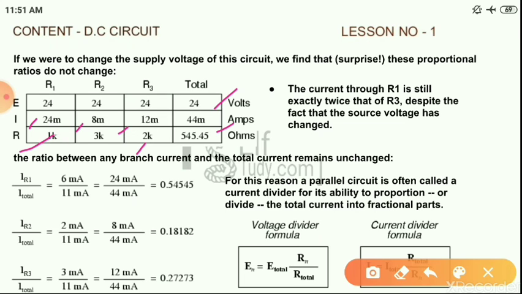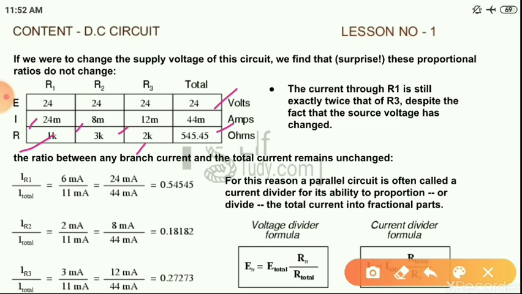But one thing we have to observe: the current through R1 is still exactly twice that of R3. R3 is 12 milliampere and R1 is 24 milliampere, despite the fact that the source voltage has changed. So here also the ratio between any branch current and the total current remains unchanged.